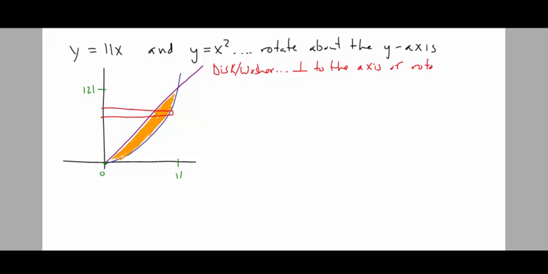Now I have a little bit of a problem here. My axis of rotation is the y-axis, but notice my incremental width here is dy, so everything has to be in terms of y, and right now everything is in terms of x. So when we look at this, I need to solve for x. x equals what? It equals y over 11. x equals what? x is equal to plus or minus the square root of y.